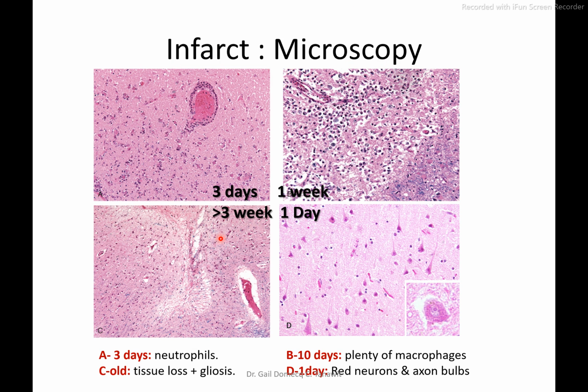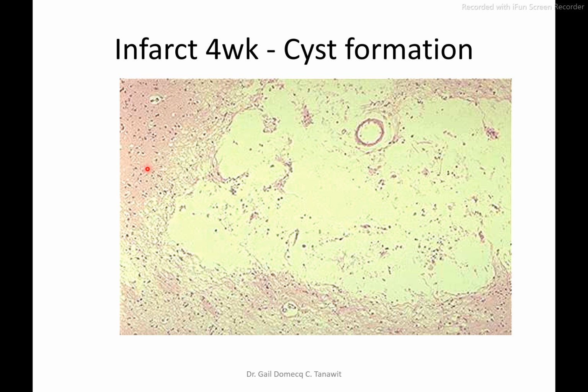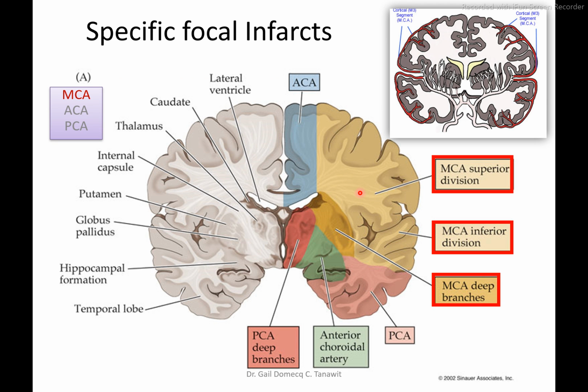More than 3 weeks, nagkakaroon ka na dito ng gliosis. On the fourth week, cystic formation. Nalinis na kasi ng mga macrophage yung area na mayroong necrotic areas. So these are the specific focal areas: anterior communicating, MCA, middle cerebral or anterior cerebral artery, rather, middle cerebral artery and the posterior cerebral artery.